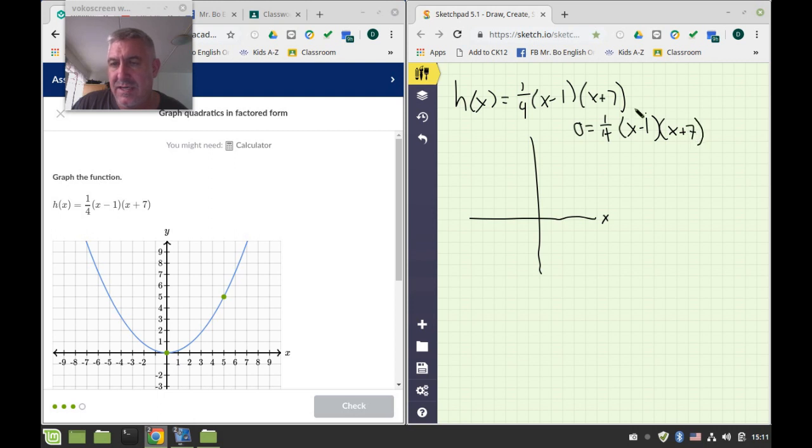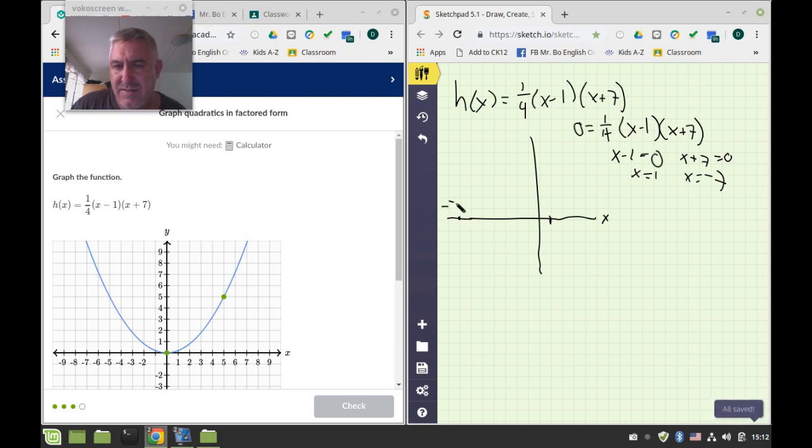So 0 is equal to 1/4 times x minus 1 times x plus 7. So I know that 1/4 is 0. No, it's not. Or x minus 1 is 0, or x plus 7 is 0. So we'll find out what those are for x minus 1 equals 0, or x plus 7 is equal to 0. That means x is equal to 1, or x is equal to -7. Okay, so now I know that my intercept is there.